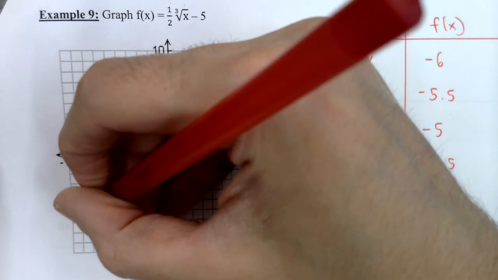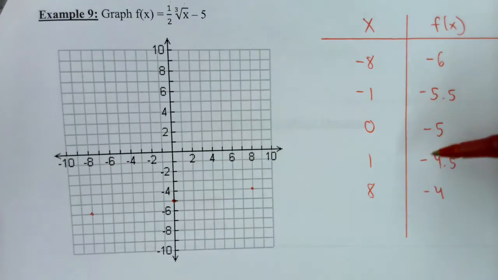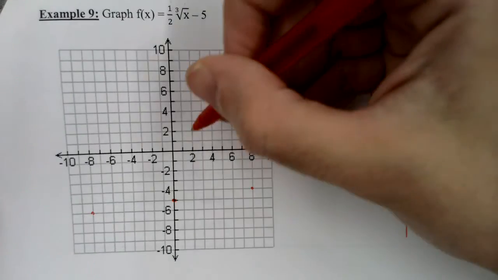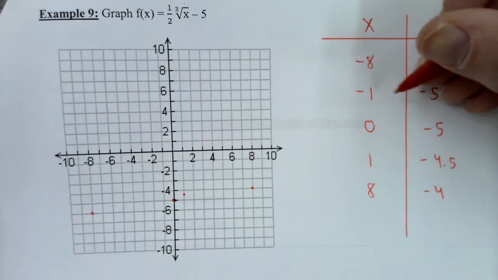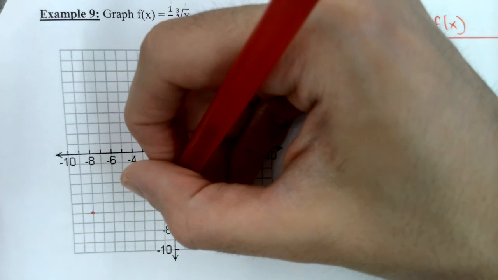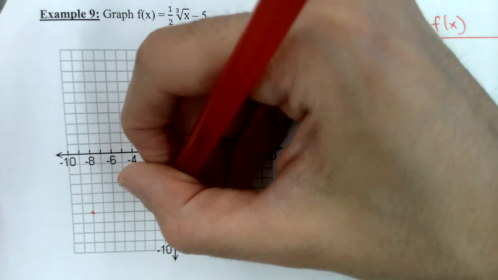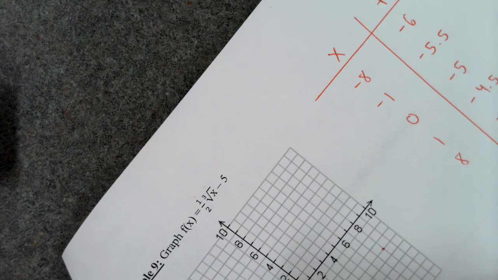-8, -6. And now let's do the decimals. Just estimate 1, -4.5, -1, -5.5. And then draw your graph.